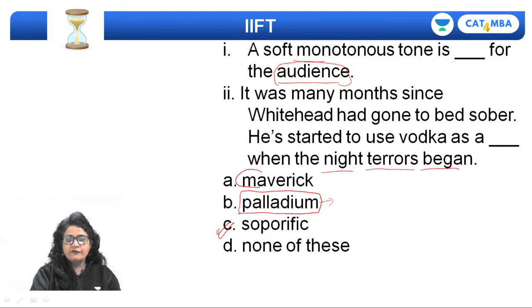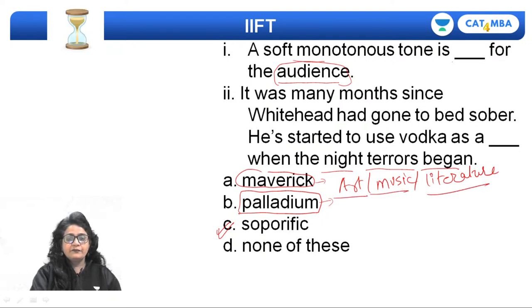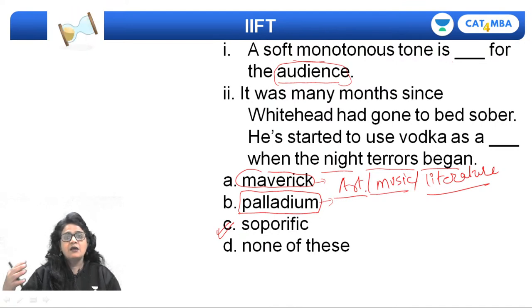Maverick is an adjective, and it is used for a person who is idiosyncratic, a person who is not conventional or traditional, especially when it comes to art, music or literature. He does not follow the traditional path. He's a bit eccentric, idiosyncratic. He has his own style. A person who is full of whims and fancies is a maverick, a bit whimsical. A person who has a revolutionary streak will also be a maverick. A maverick artist, a maverick painter.